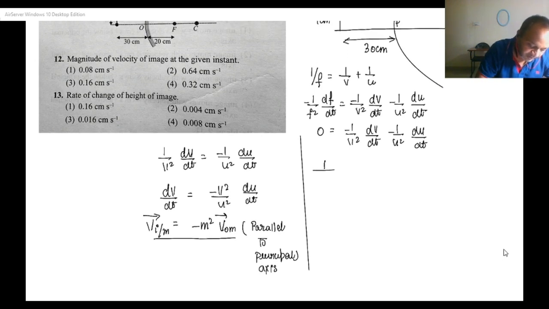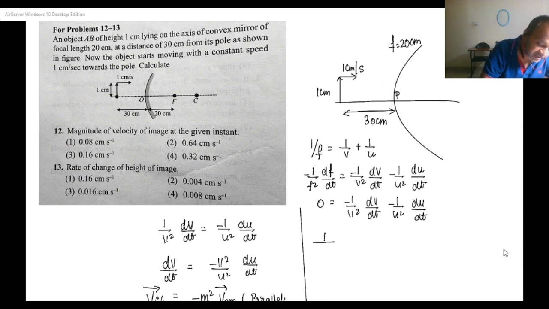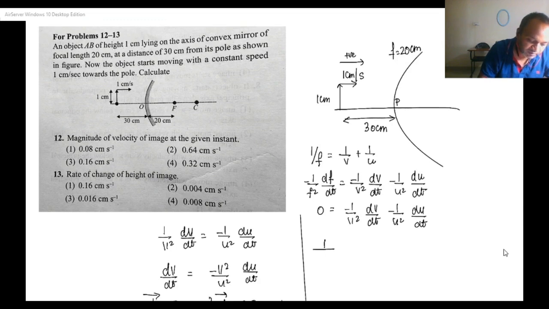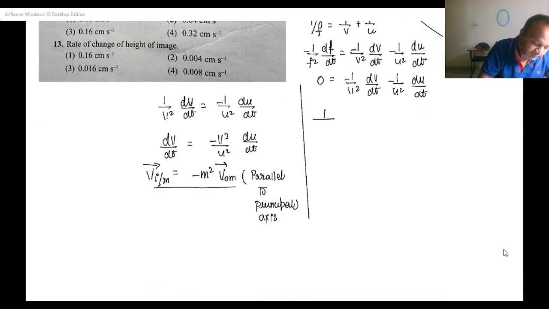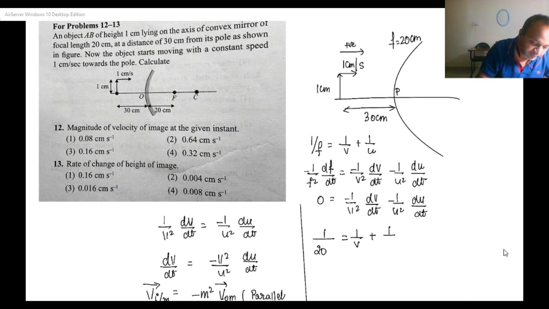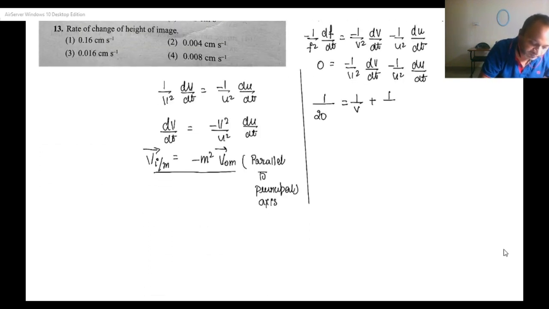So 1 by f, the focal length, we'll be taking this direction as the positive direction here. So 1 by focal length, and the focal length we know for this convex mirror will be positive, right? So 1 by 20 here, 1 by 20 is equal to 1 by v, which we have to calculate, plus 1 by u, and the value of u will be minus 30. So minus 30 here. So we can calculate here 1 by v.